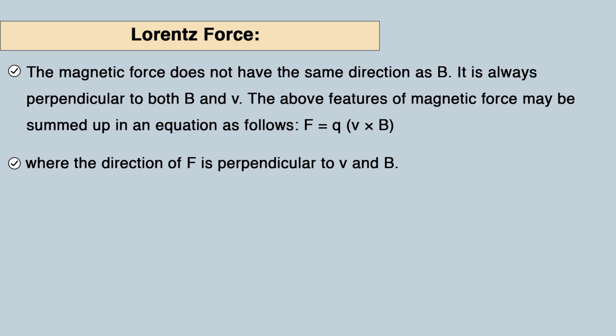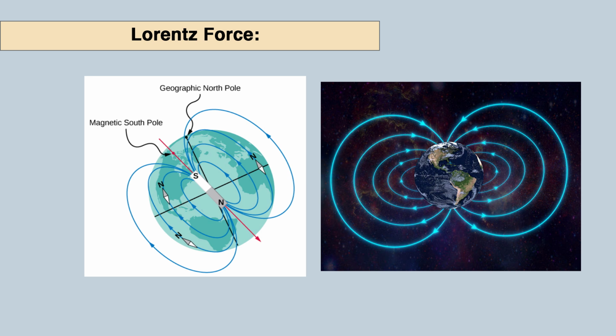The magnetic force does not have the same direction as v; it is always perpendicular to both v and B. The above features of magnetic force may be summed up in an equation as follows: F equal to q into bracket v cross B, where the direction of F is perpendicular to v and B. This figure shows the earth's magnetic field. Earth's magnetic field is about 0.5 Gauss or 5 into 10 raised to minus 5 Tesla.